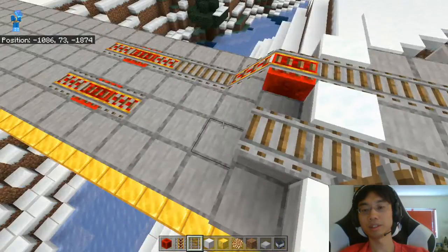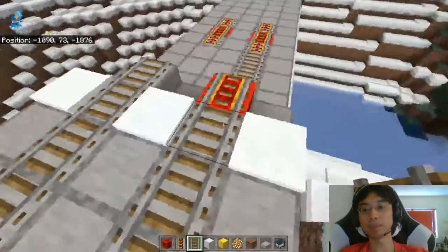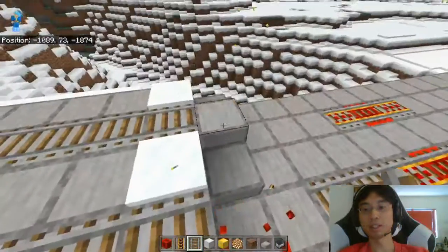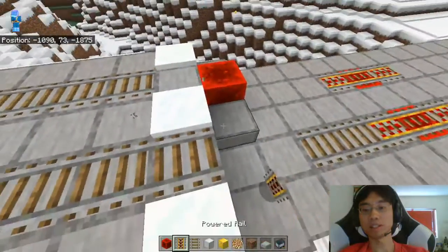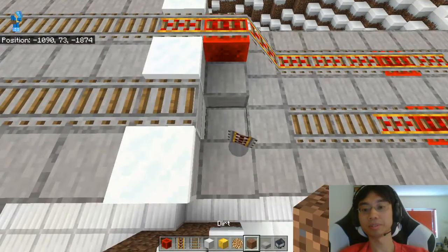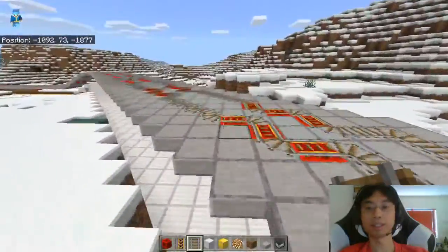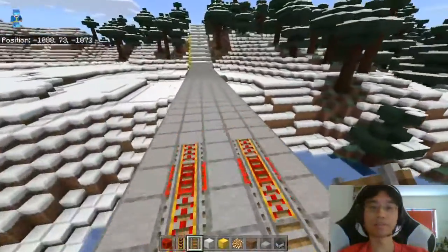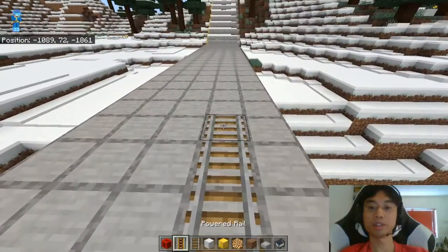Ten. Oh, wait a minute. That side's going down. This side's coming up. Oh, my bad. So that side should be powered. This side's going down, so that's not powered. One, two, three, four, five, six, seven, eight, nine, ten.